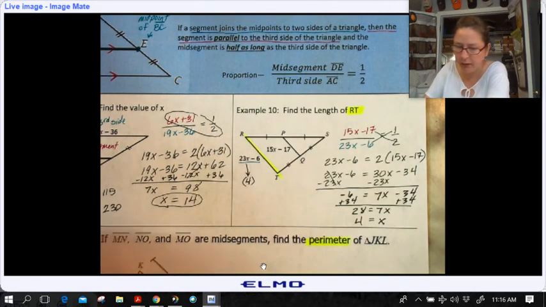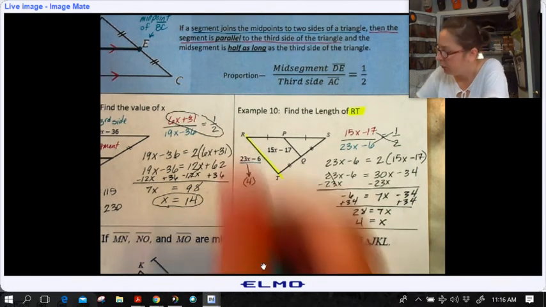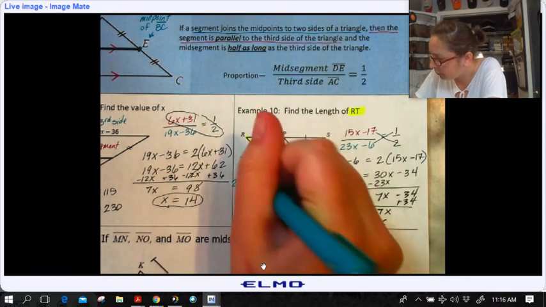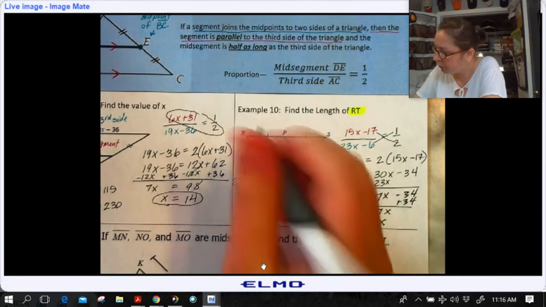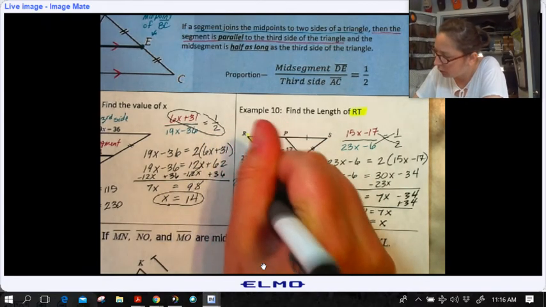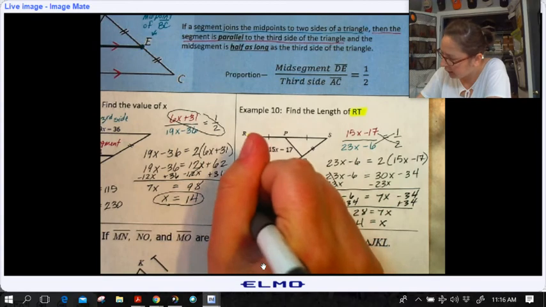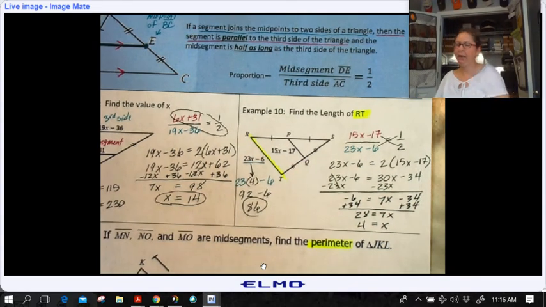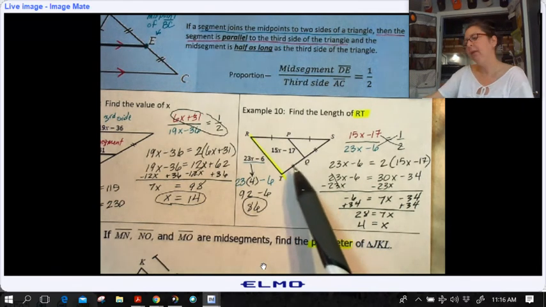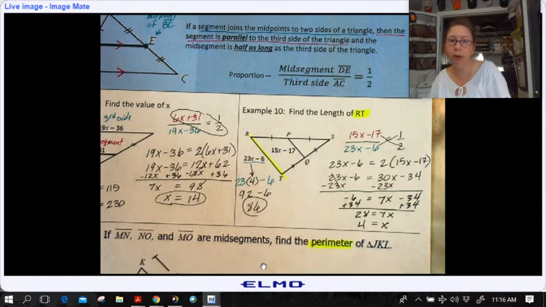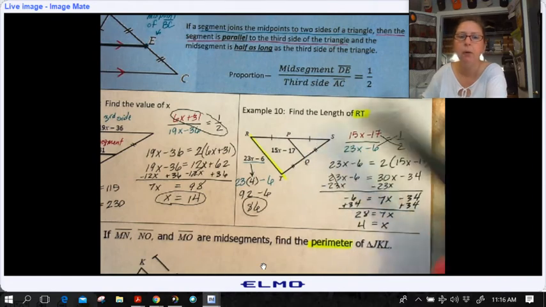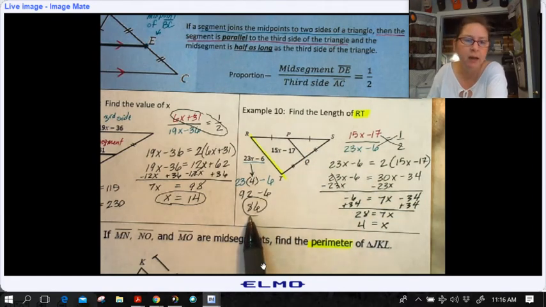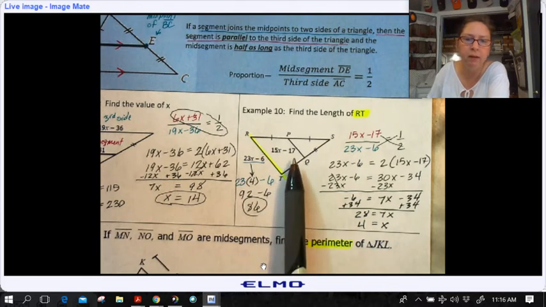Now I know x equals 4, okay? So 23 times 4 minus 6. 23 times 4 is 92. 92 minus 6 is 86. Okay, 86. Now, if for some reason I wanted to know the length of the mid-segment, I could actually do it two ways from here. I could either plug in 4 for x and simplify again, or now that I know the length of the third side, I could say divide that by 2, and that's the length of the mid-segment.